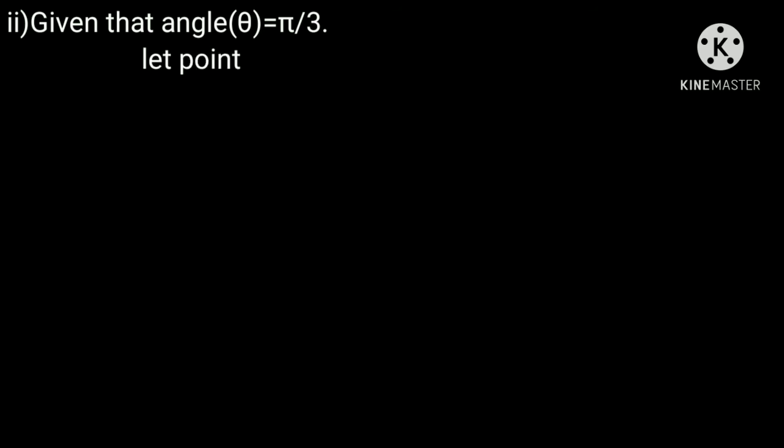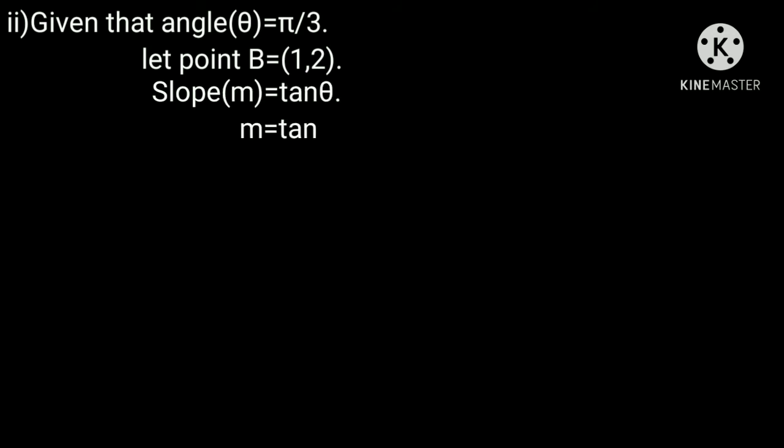Second, given that angle theta equal to pi by 3 and let point B equal to (1, 2). We know slope m equal to tan theta. Substitute theta value, then m equal to tan pi by 3. We know tan pi by 3 value is root 3. Then m equal to root 3.